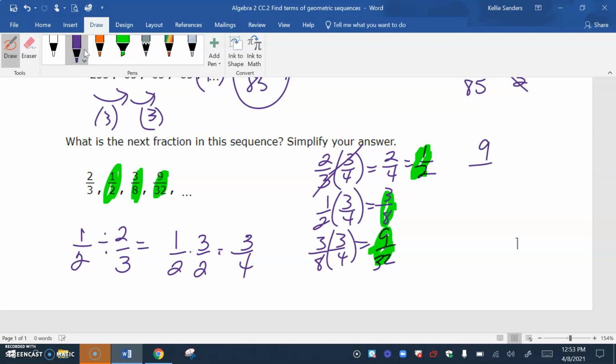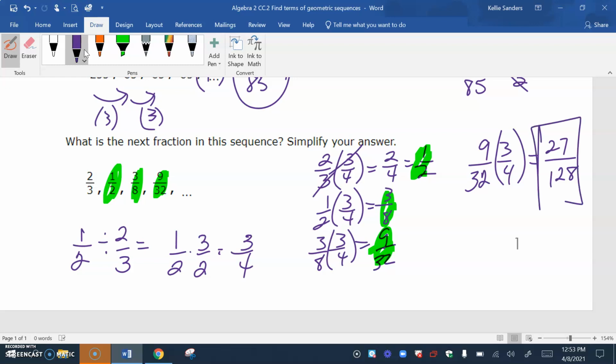So if I take that 9 over 32 and I multiply it by 3 over 4, I get 27 over 128. That does not reduce. That is your answer.